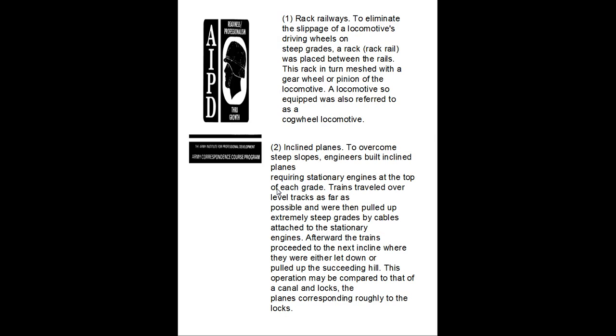1. Rack railways. To eliminate slippage of locomotive driving wheels on steep grades, a rack rail was placed between the rails. The rack meshes with a gear wheel, or pinion, on the locomotive. A locomotive so equipped was also referred to as a cogwheel locomotive.